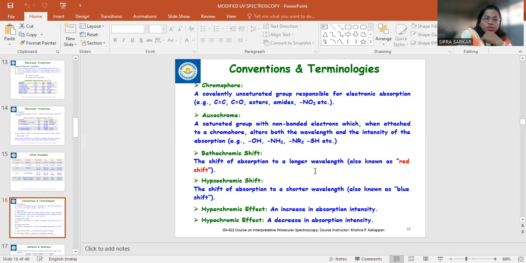Now, important is the bathochromic shift, that is the shift of absorption to longer wavelength, also known as a red shift. Hypsochromic shift is the shift of absorption to shorter wavelength. Hyperchromic effect is an increase in absorption intensity. Hypochromic effect is a decrease in absorption intensity.